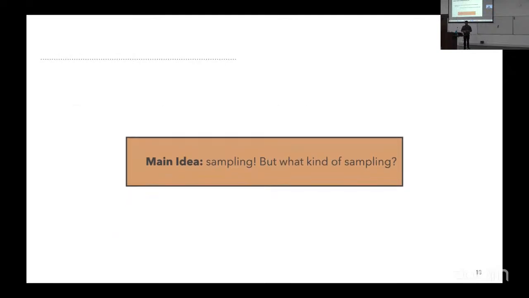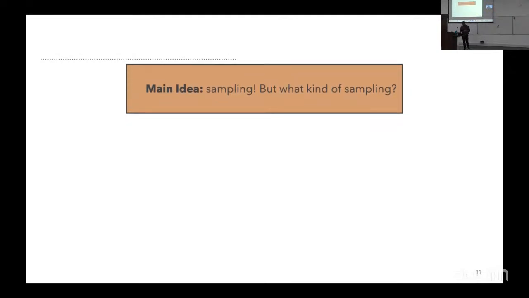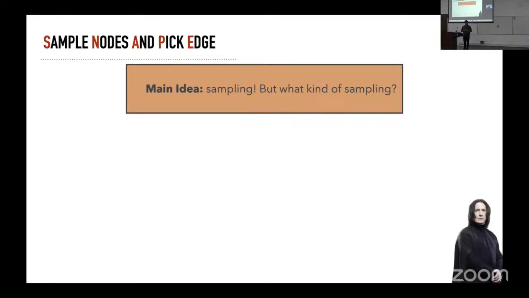So what do we do? The technique here that we're going to use has a very evocative name. It's called sample nodes and pick edge. So the spoiler is in the name for how you sample these things. The other thing I like about the name is that it is a very convenient acronym, because it's SNAPE, so we can call it Snape sampling if you like. Okay, so it is Snape sampling.